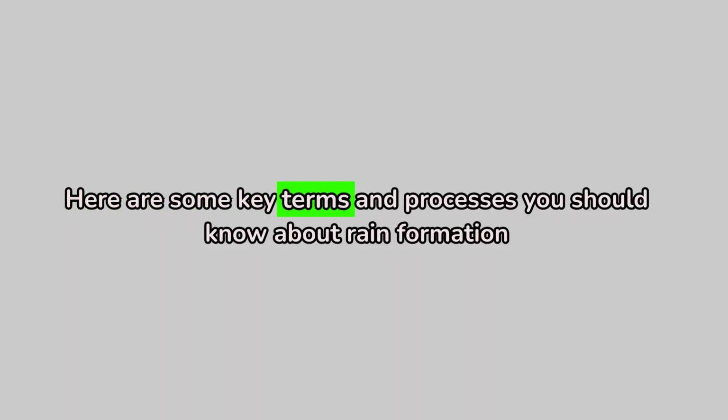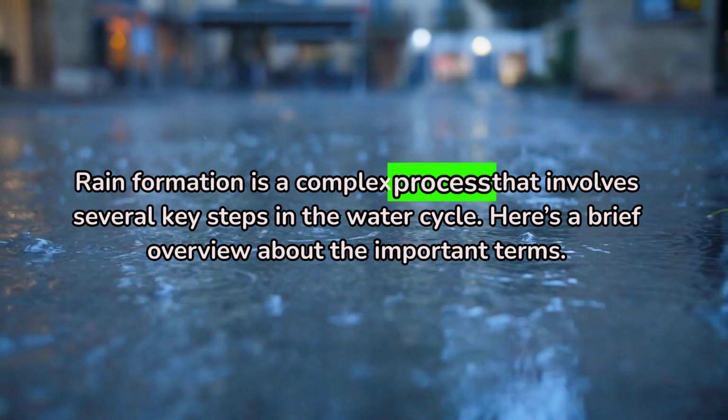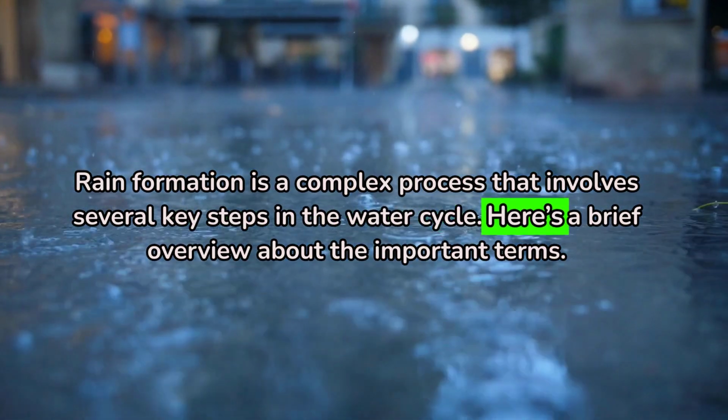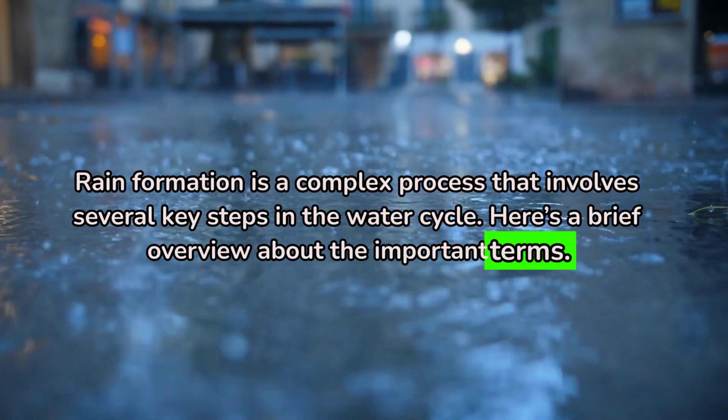Here are some key terms and processes you should know about rain formation. Rain formation is a complex process that involves several key steps in the water cycle. Here's a brief overview about the important terms.